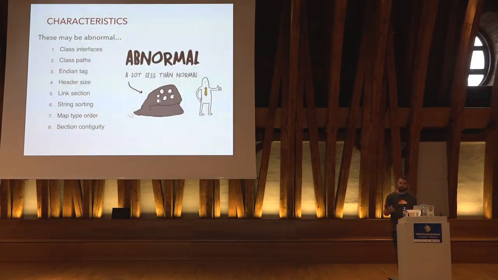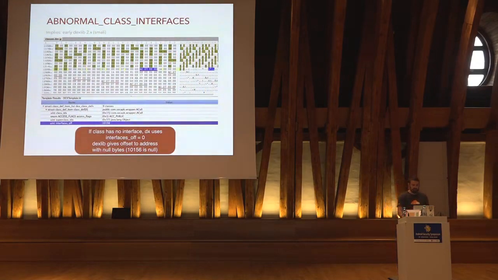So some of the things that we ended up finding that are really interesting: class interfaces, class paths, the endian tag, header size, link section, string sorting, map type order, and section contiguity. None of that means anything to you guys probably, but I will show you what they mean. So essentially, abnormal class interfaces between DX and DexLib. This was really simple to find, but honestly, these are both valid use cases of interface offsets. So the normal compiler will just say the interface offset is 0, which makes sense. And then DexLib would say, but it's null, and null specifically located over here. These are both valid, but this was a dead giveaway that DexLib was used or a normal compiler was used.